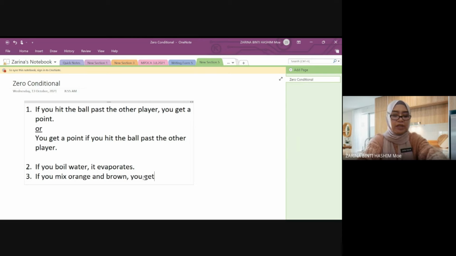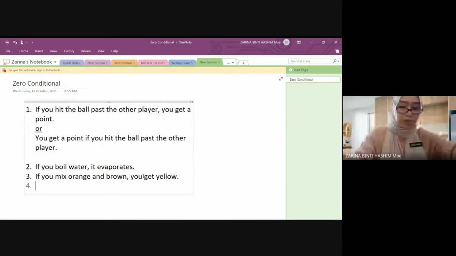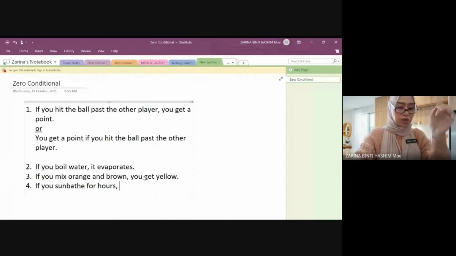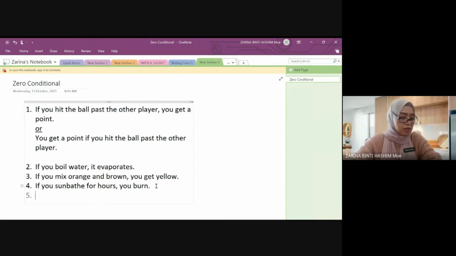How to get green? Anybody knows how to get green? If you mix blue and yellow, you get green. Okay, for example. Or if you mix red and yellow, you get orange. If you sunbathe for hours, you burn. If you get to the end first, you win the race.